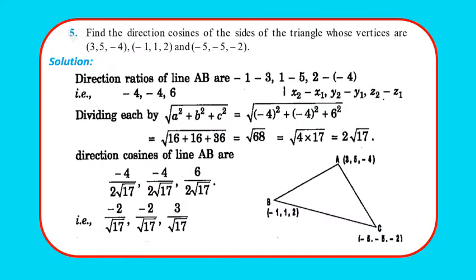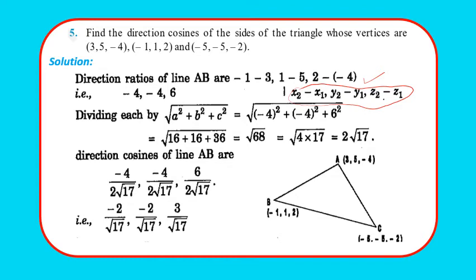Next is question 5. Find the direction cosines of the sides of a triangle whose vertices are (3, 5, -4), (-1, 1, 2), and (-5, -5, -2). So we have the direction ratio of line AB as -1 minus 3, 1 minus 5, and 2 minus (-4), using the formula x2 minus x1, y2 minus y1, z2 minus z1. So we get the direction ratios of AB as -4, -4 and 6.